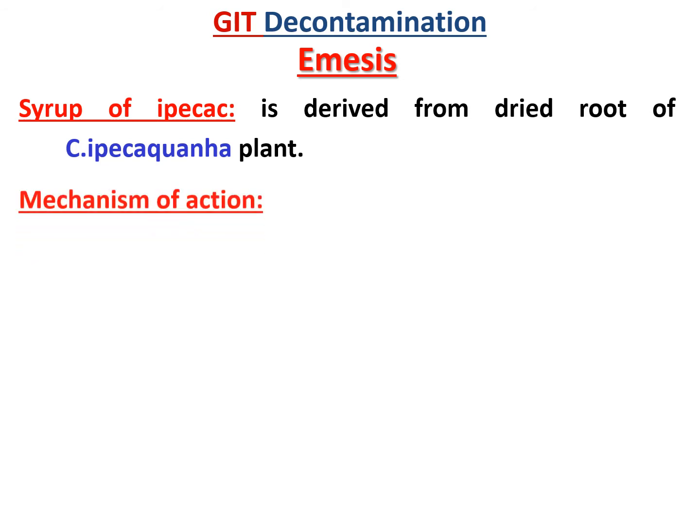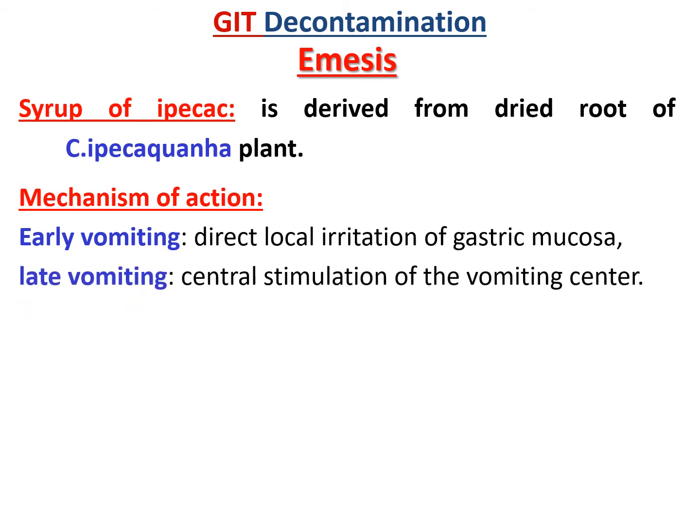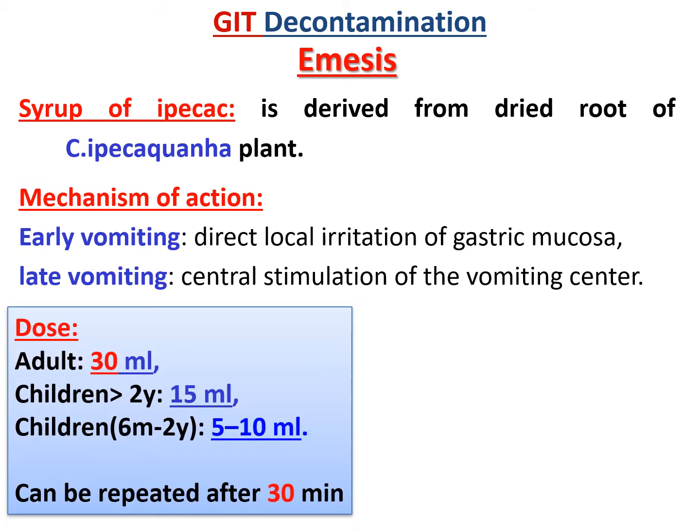Syrup of ipecac acts by two mechanisms: early vomiting through direct local irritation of gastric mucosa, and some of it is absorbed systemically and produces central stimulation of the vomiting center, so it leads to late vomiting. That's why the dose of syrup of ipecac is given as an initial dose and another repeated dose.